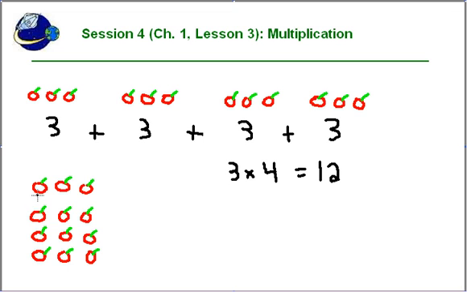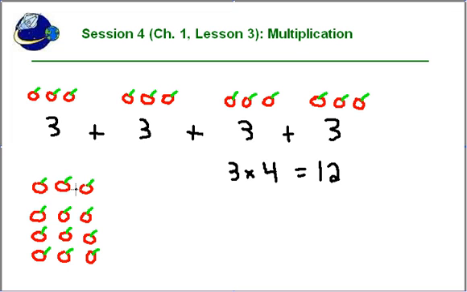Another way maybe to help visualize what multiplication is: you take each of your groups and you stack them on top of each other. Here's our first group of 3. Here's our second group of 3. Here's our third group, and then our last group of 3. And if you stack them on top of each other, you can see that it makes a rectangle of sorts.